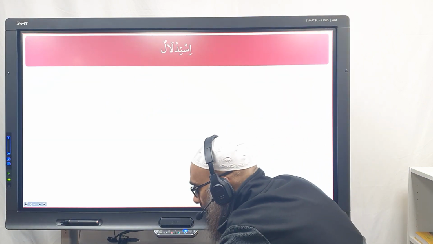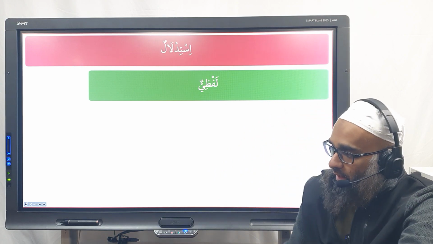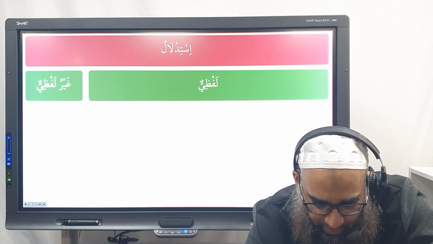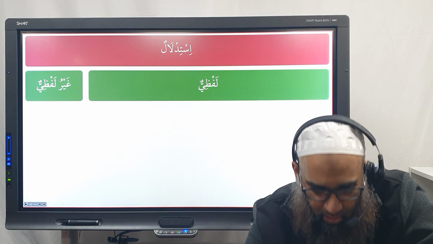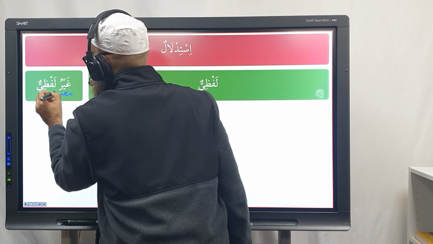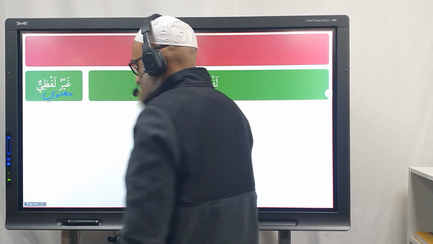When we have istidlal, we're going to have istidlal lafzi, and we're going to have istidlal ghayr lafzi. And what's another name for istidlal ghayr lafzi that we said in the previous lesson? We're going to call it istidlal ma'nawi. We use the concepts, the ideas to deduce rulings.